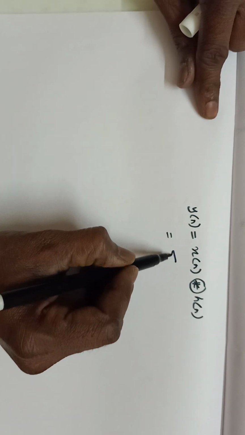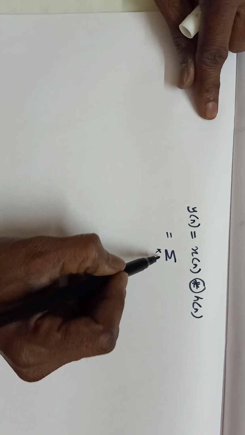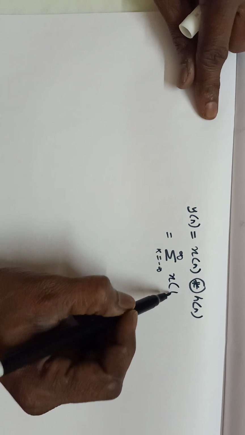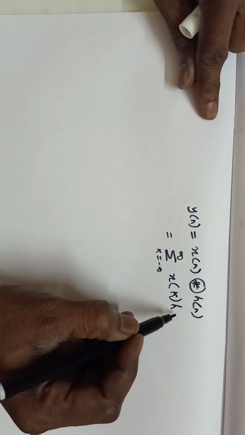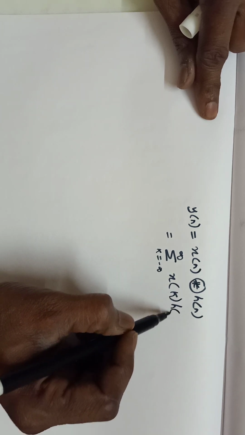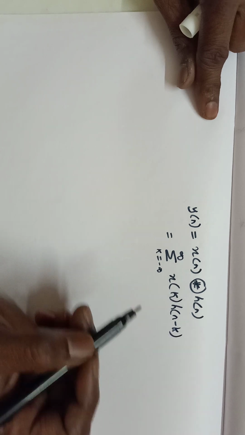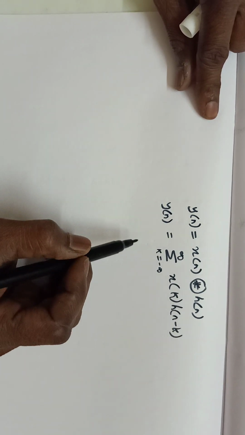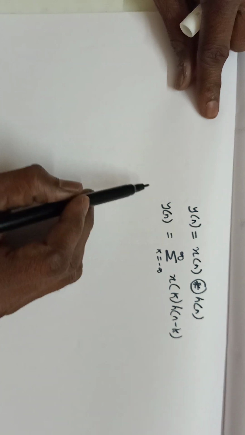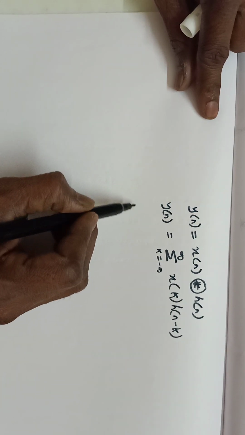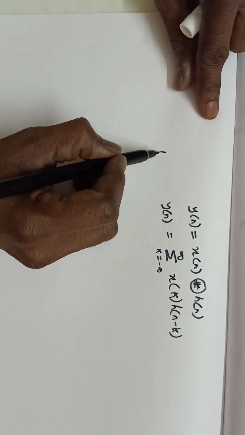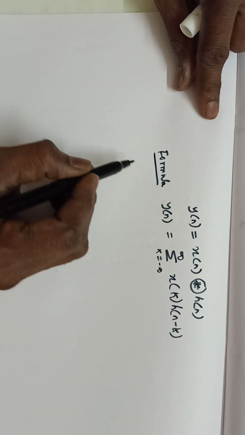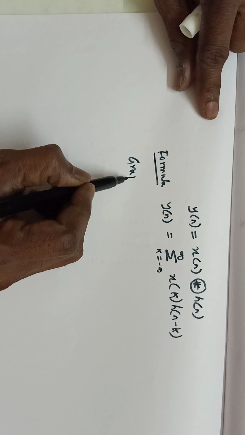The formula for this one is sigma, k varies from minus infinite to plus infinite, x of k, h of n minus k. We can solve this convolution by using either the direct formula or the graphical method. This is the formula method, and another one is the graphical method.